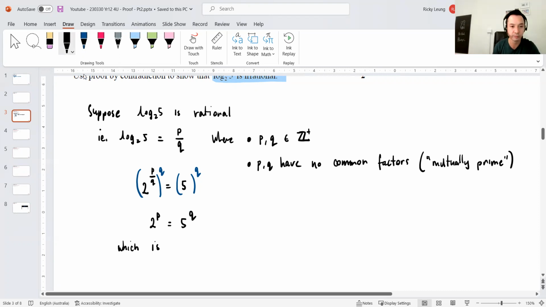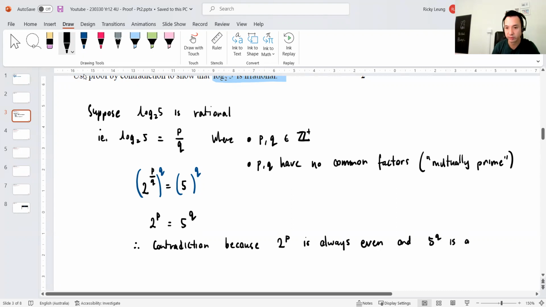So you get a contradiction, because 2 to the power of p is always even, and 5 to the power of q is always odd. Therefore the statement is false. Therefore log base 2 of 5 is irrational.